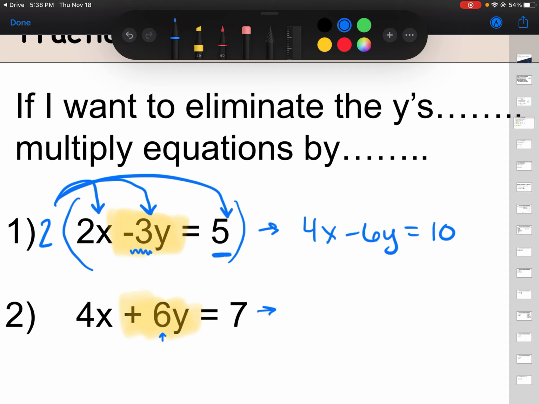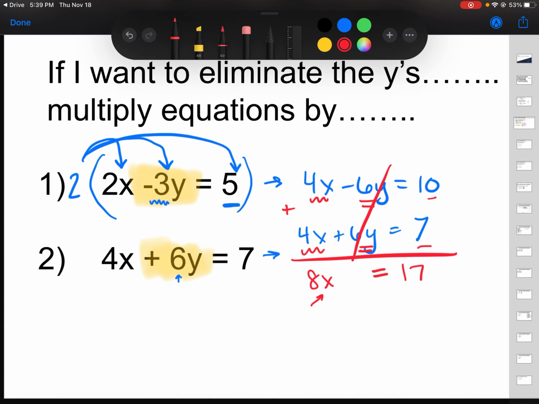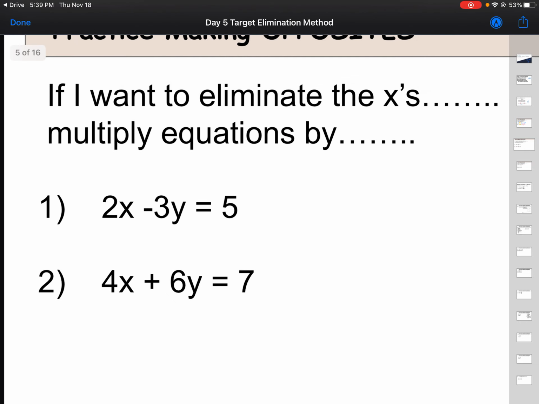My next step would be to add the 2 equations together. 4x plus 4x is 8x. -6y plus -6y is 0y. They cancel out. Equals 10 plus 7 is 17. Look how I got my x alone now. One more step to get x alone would be to divide by 8. This is just going to be a little introduction. Maybe I'm giving you the first 2 baby steps before we do a whole problem.